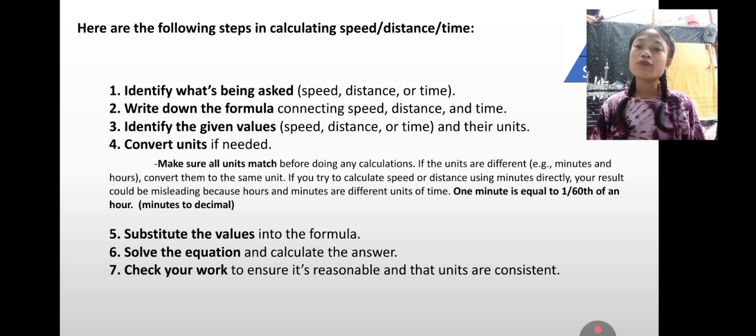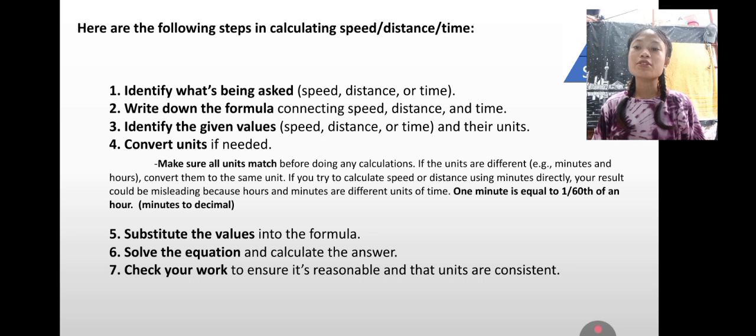If the units are different, for example minutes and hours, convert them to the same unit. If you try to calculate the speed or distance using minutes directly, your result could be misleading because hours and minutes are different units of time. So 1 minute is equal to 1/60th of an hour. In short, you convert the minutes into decimal.